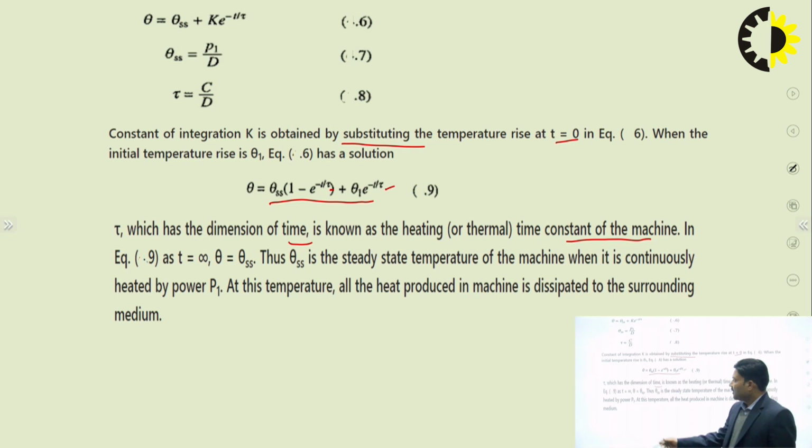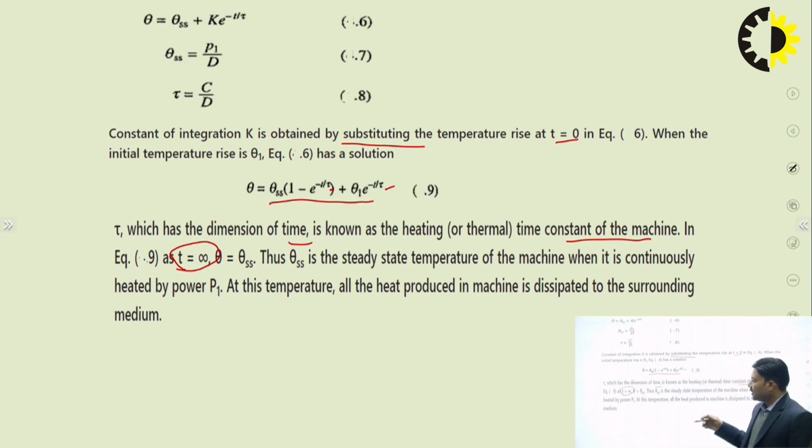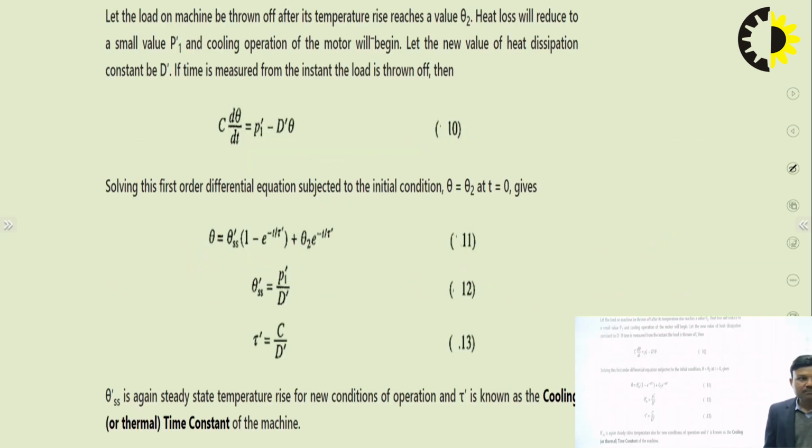In equation 9, we set t equal to infinity, meaning when the motor is run continuously. At t equal to infinite time, theta will be equal to the steady state temperature of the machine. Thus theta SS is the steady state temperature of the machine when it is continuously heated by power P1. At this temperature, all heat produced in the machine is dissipated to the surrounding medium. Let the load on the machine be thrown off after its temperature reaches a value theta 2. Then the heat loss will reduce to a small value P1 dash and the cooling operation of the motor will begin. Let the new value of heat dissipation constant be D dash.